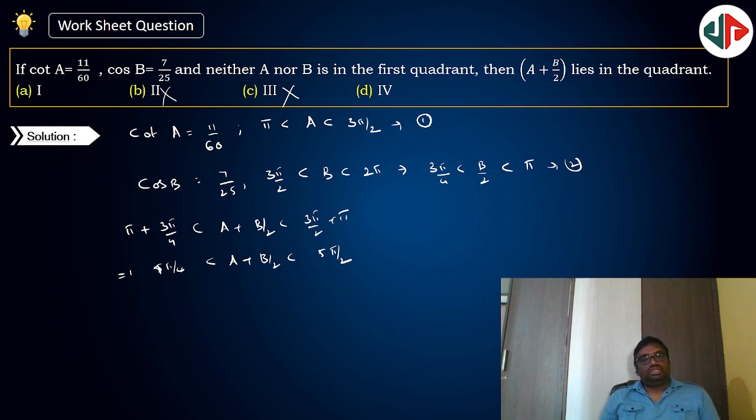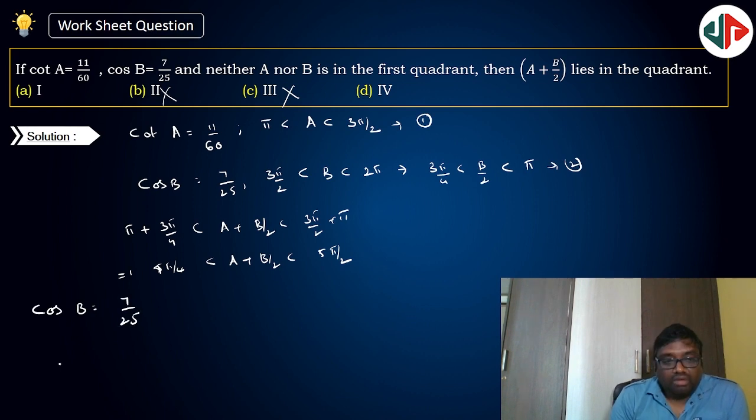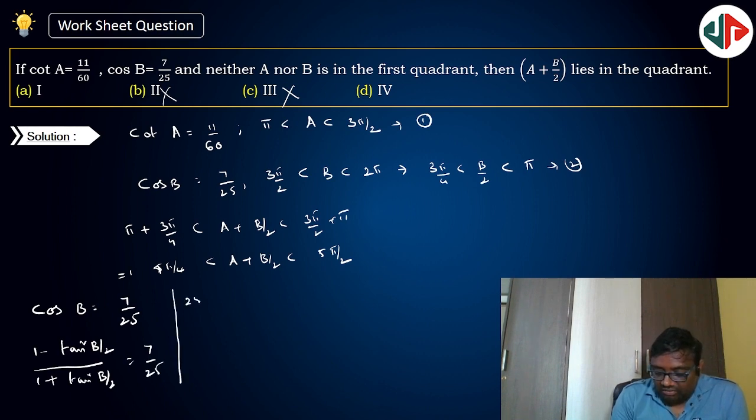But how to check, sir, either first quadrant or fourth quadrant? Taking cos of B is equal to the given 7 by 25, find out tan of B by 2 here. Tan of B by 2 means 1 minus tan square of B by 2 by 1 plus tan square of B by 2 is equal to 7 by 25. If I do cross multiplication and simplify, 25 minus 25 tan square of B by 2 is equal to 7 plus 7 times tan square of B by 2.